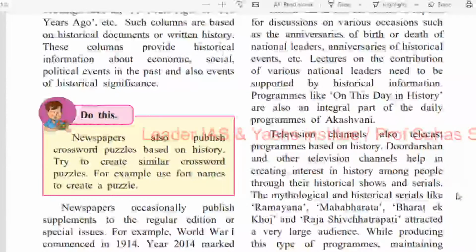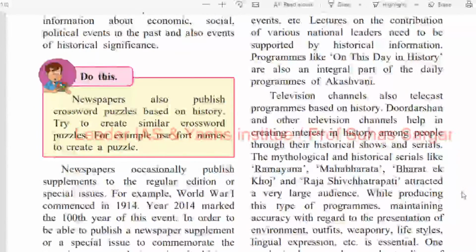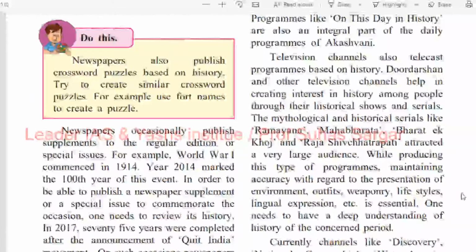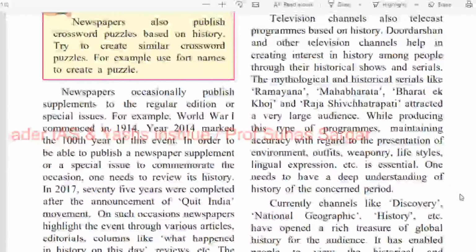serials. The mythological and historical serials like Ramayana, Mahabharata, Bharat Ek Khoj, Raja Shiva Chhatrapati attracted a very large audience. While producing these types of programs, maintaining accuracy with regard to the presentation of environment, outfits, weaponry, lifestyle, lingual expression, etc. is essential. One needs to have a deep understanding of the history of the concerned period.